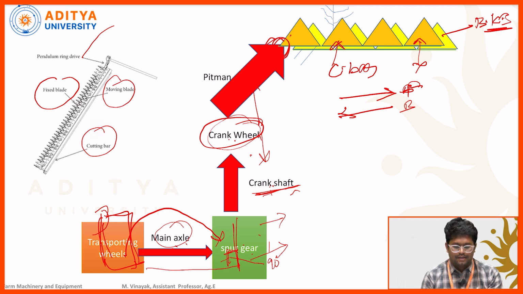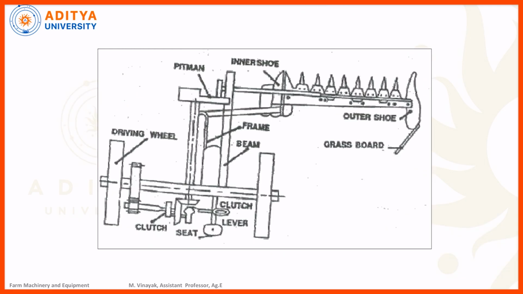Here we provide the ball and socket joint to connect the pitman arm to the knife section. In this knife section, the bottom one is the fixed one and the top one is the movable one. This will move forward and backward at 1600 strokes per minute. In between, the plant material will be provided. During the forward and reverse motion, this plant material will be harvested. Let us look at the next slide.